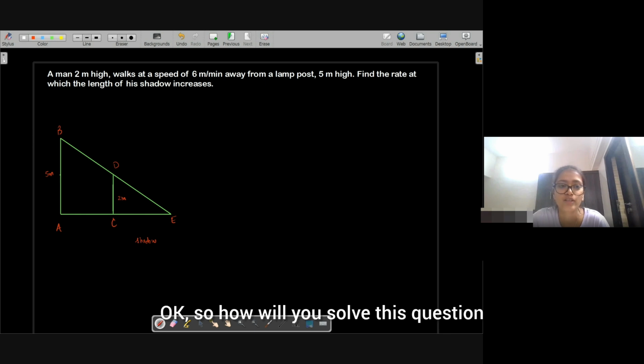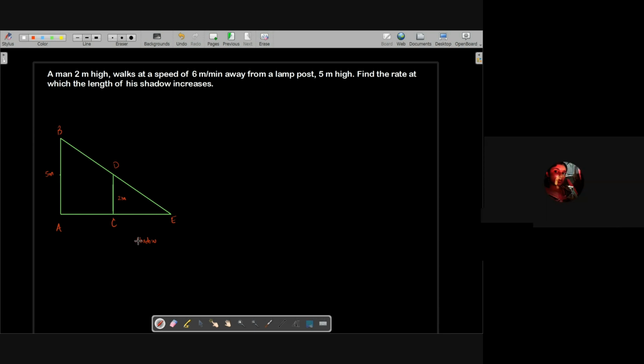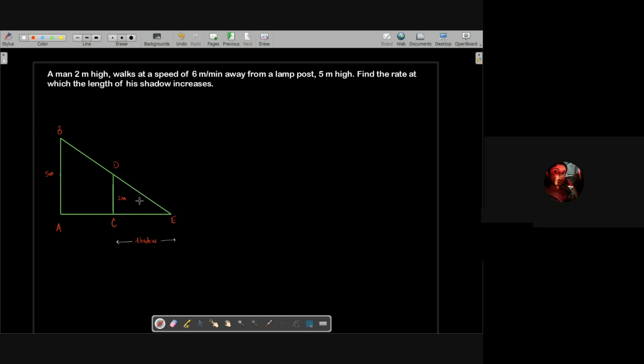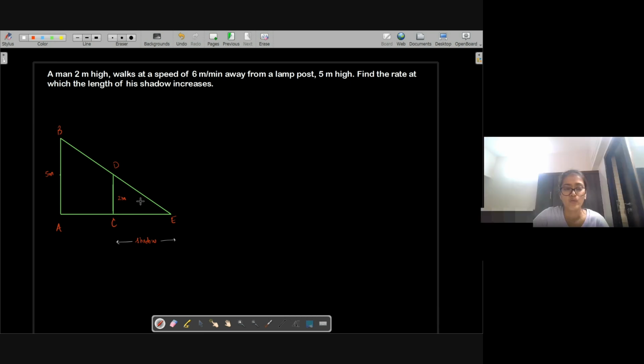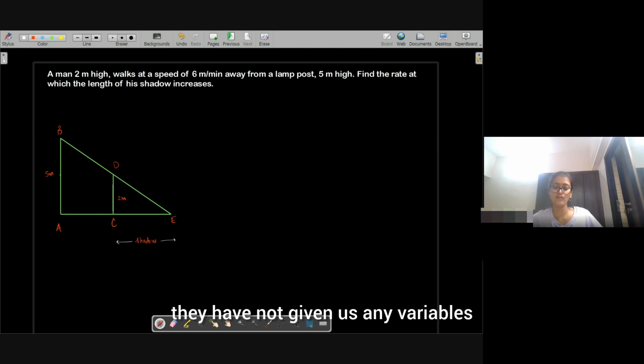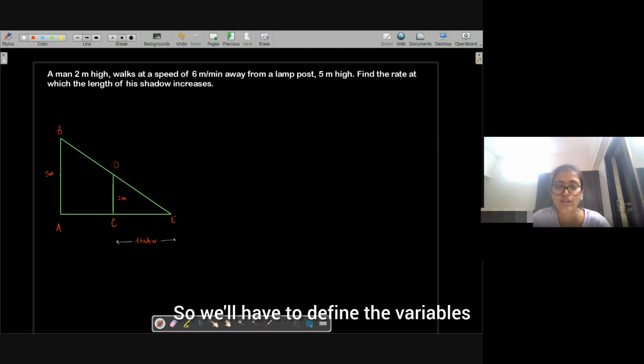Okay, so how will you solve this question? Think about it. Shadow. So dm by dt equals 6, right? What is m? Now here in this question, they have not given us any variables, so we'll have to define the variable.